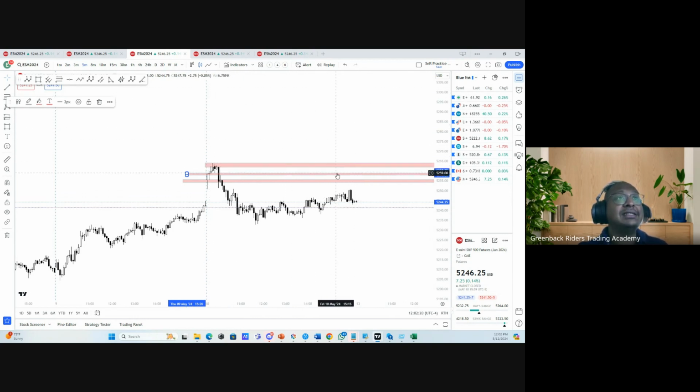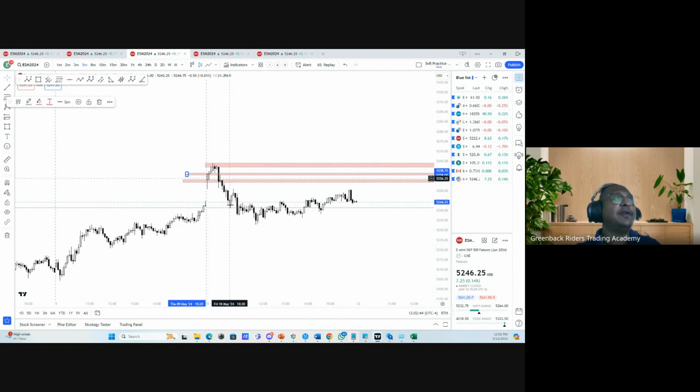So once this does not happen during my RTH timing, or if it's not already above, we will not consider going long at this point, given the fact that this is at the bottom of the weekly resistance area, and this is the top of the hourly support area.